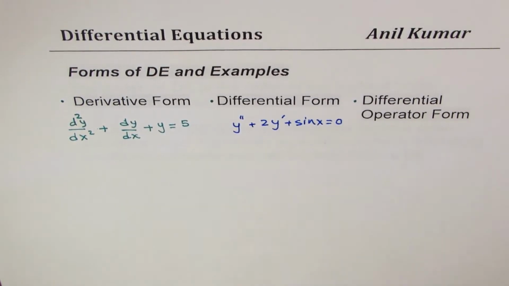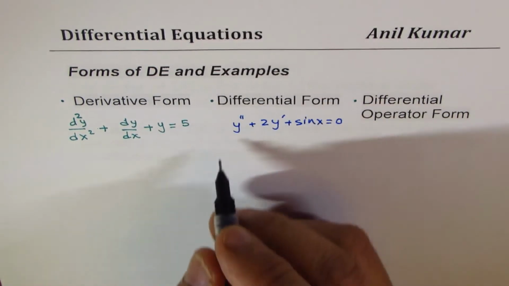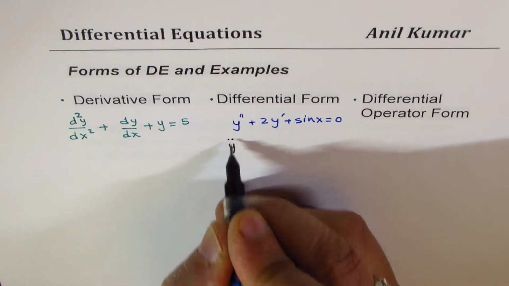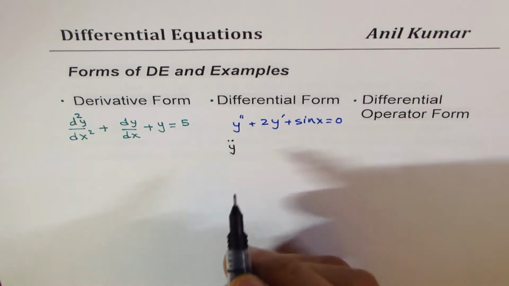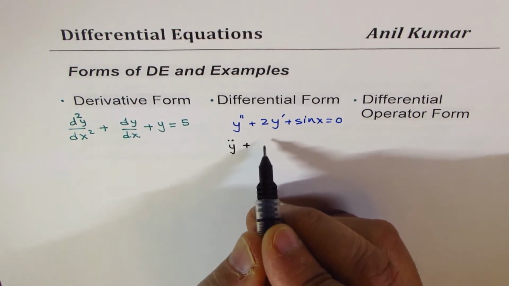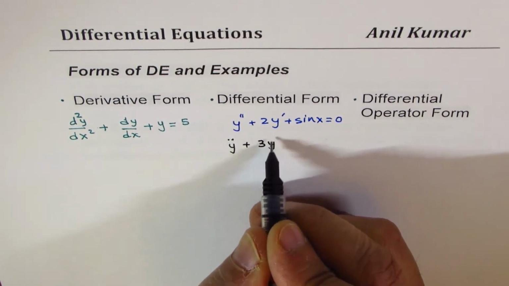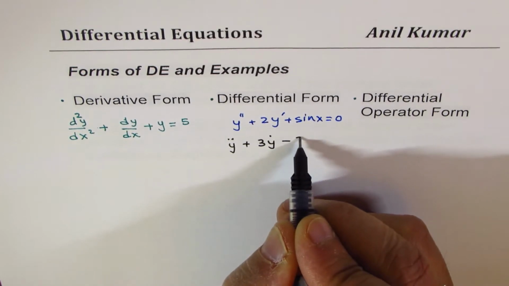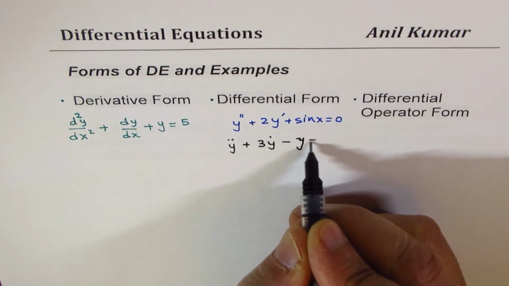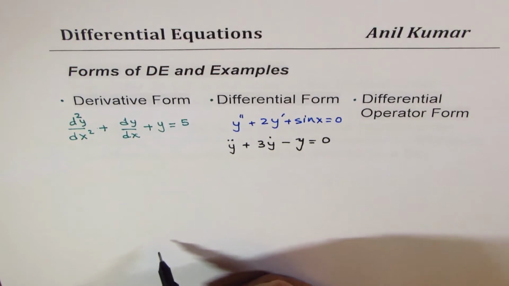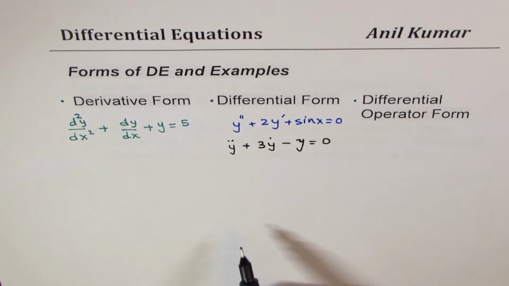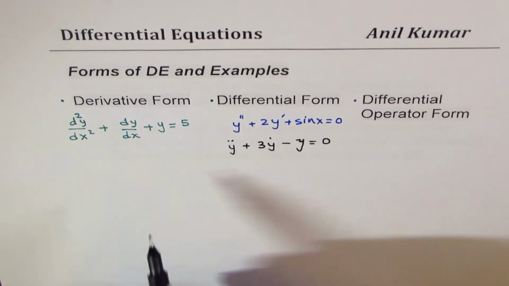Now, some books will also use the differential form with dots on top. So y double dot means second derivative. So we can have y double dot plus 3y minus y equals 0, for example. So that is also possible. We may sometimes put dots.